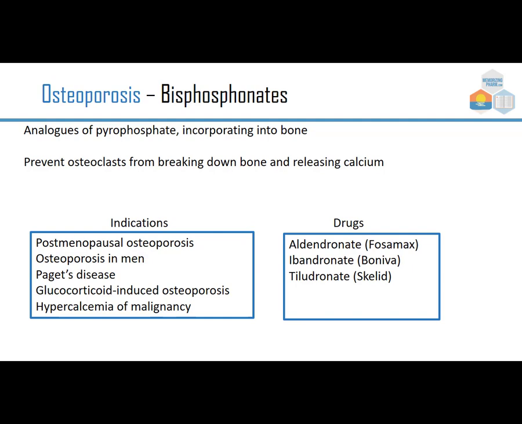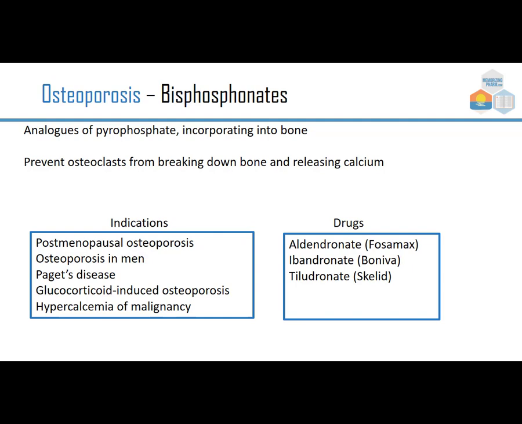Osteoporosis bisphosphonates, analogs of pyrophosphate, incorporate into the bone and prevent osteoclasts from breaking down bone and releasing calcium. The indications include postmenopausal osteoporosis, osteoporosis in men, Paget's disease, glucocorticoid-induced osteoporosis, hypercalcemia of malignancy. And some drugs that we can use are alendronate, brand Fosamax, ibandronate, brand Boniva, and then tiludronate, brand Skelid.